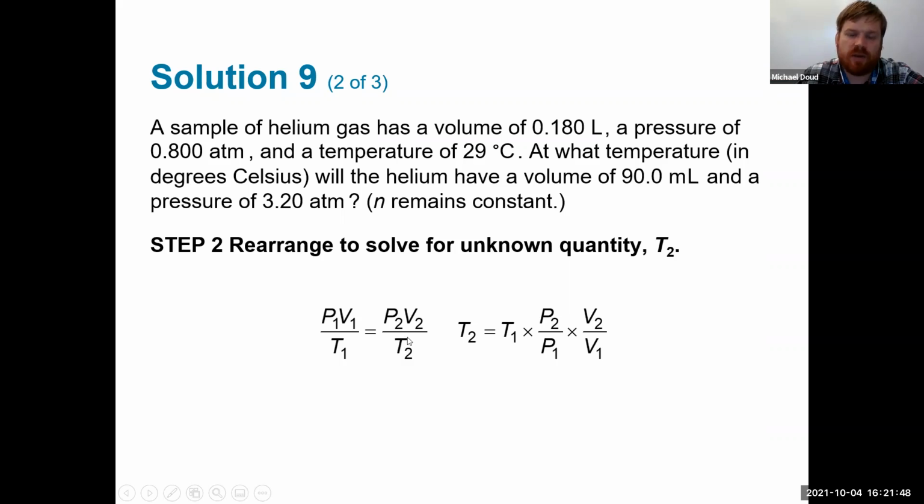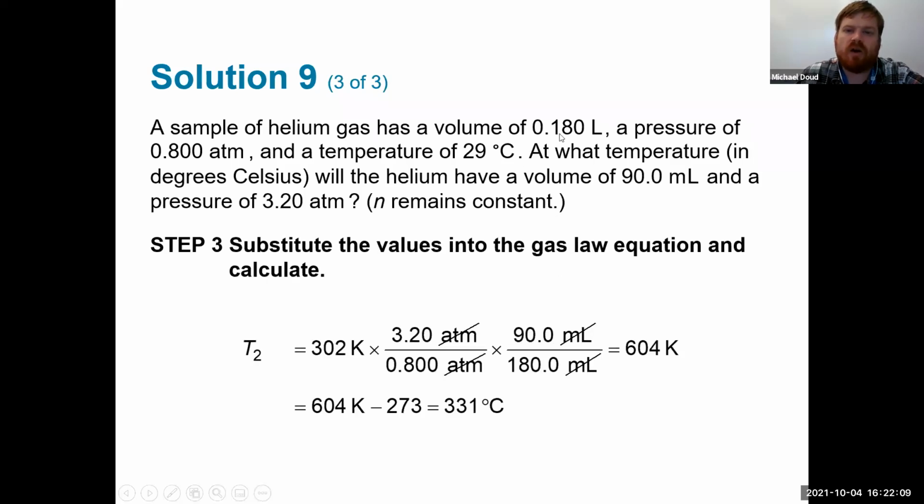Now, this is a little annoying, but you can imagine multiplying both sides of the equation by T2. Okay, that gives us T2 on this side. Then divide both sides of the equation by P1 times V1. So you get P2 times V2 over P1 times V1. And then finally multiply both sides of the equation by T1. So T1 over here. Okay, now 0.180 liters converts to 180 milliliters.